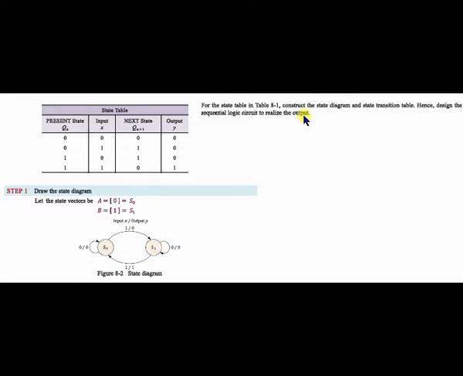Now I will explain how to construct the state diagram and state transition table, and then how to design the sequential logic circuit to realize the output. Before we construct the state diagram, we need to understand the state table here. This is the present state, input, next state, and output.